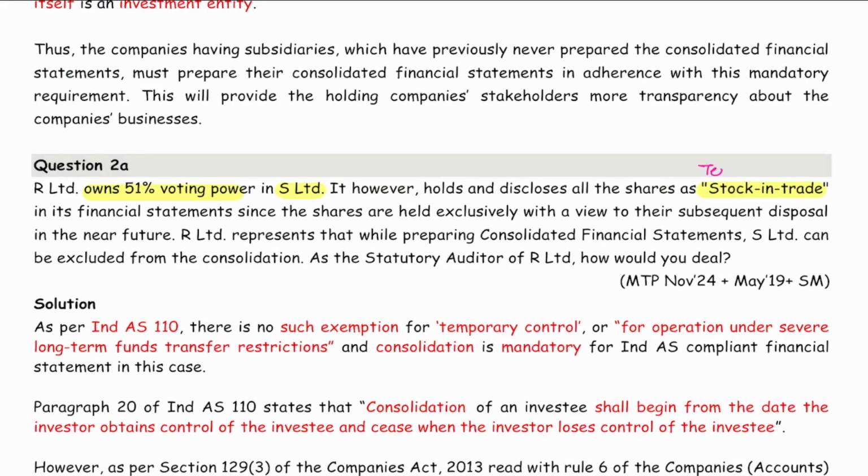Whenever I say stock in trade, can I say it is a temporary control? Yes, sir. Today it is a control, tomorrow it will be sold. Since the shares are held with a view to subsequent disposal in the near future, R Limited represents that while preparing CFS, S Limited should be excluded from consolidation. How will you deal with the same?